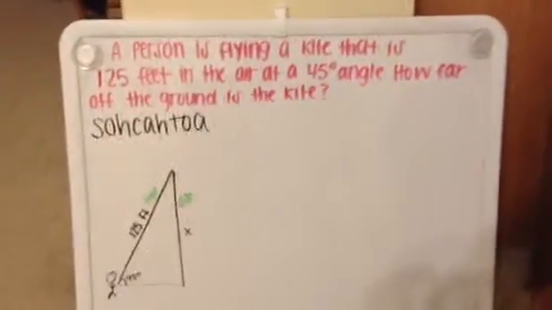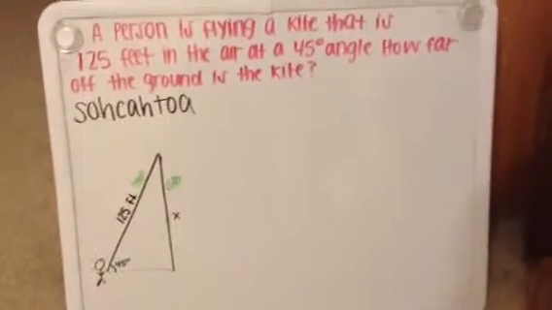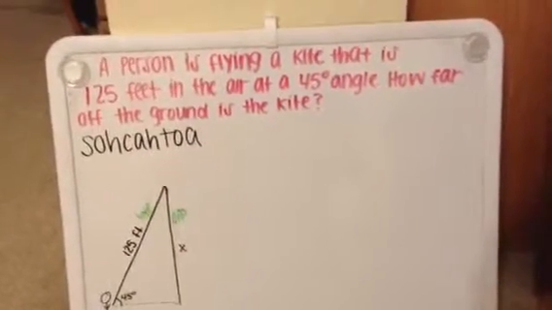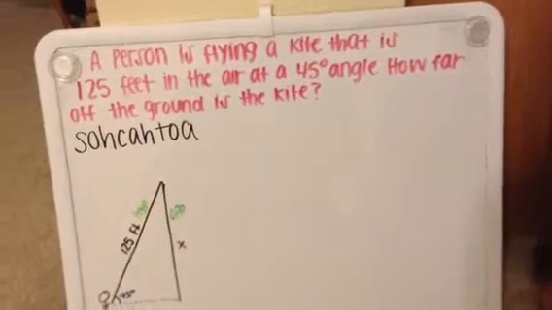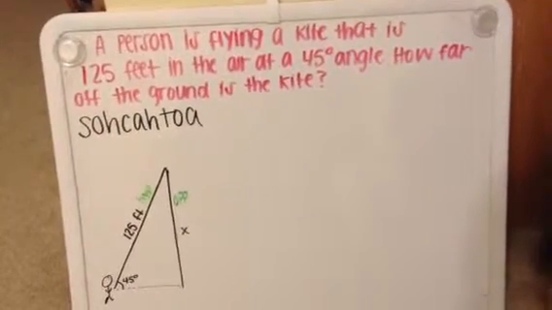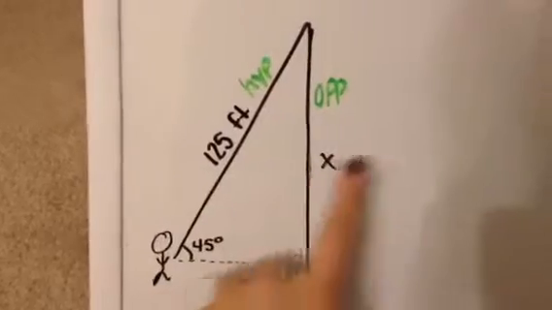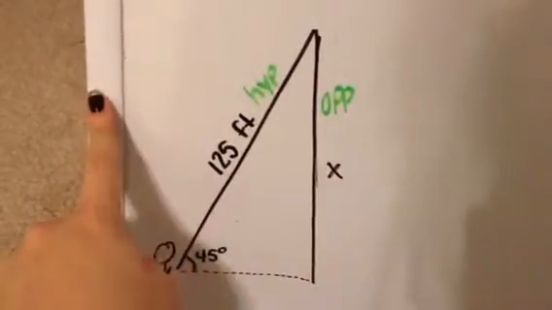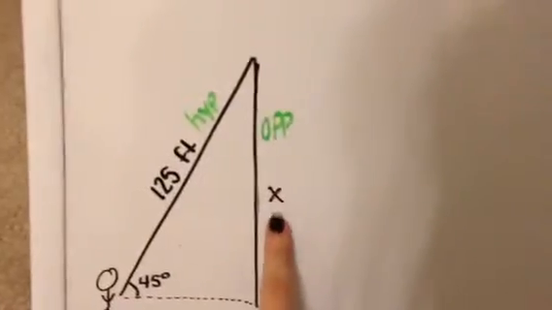So this next problem is a word problem for finding the missing side when all you know is one angle and one side. So a person is flying a kite that is 125 feet in the air at a 45-degree angle, how far off the ground is the kite? And so I drew a little diagram of what it gave us, and this is the given angle, so this would be the opposite side, and this would be the hypotenuse. And this is what they gave us, and this is what we're trying to find.